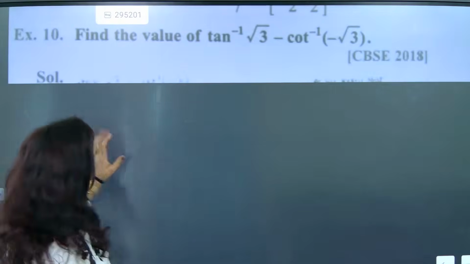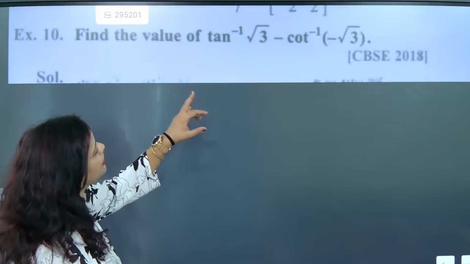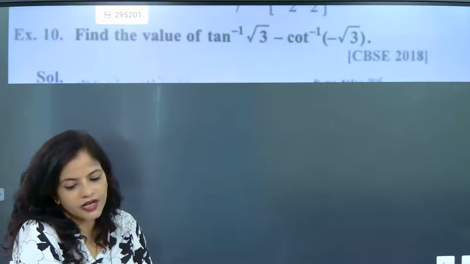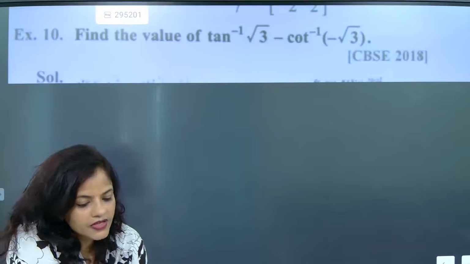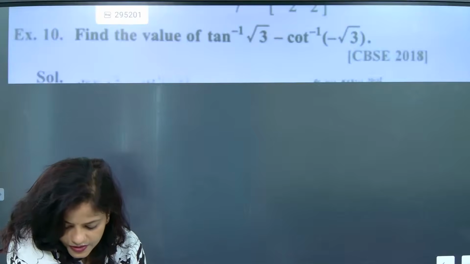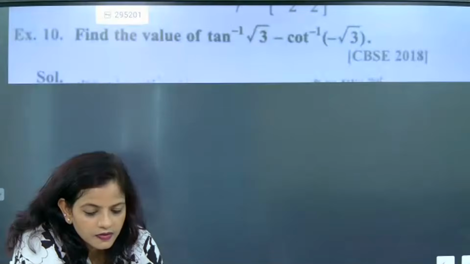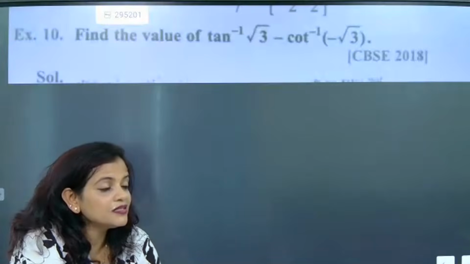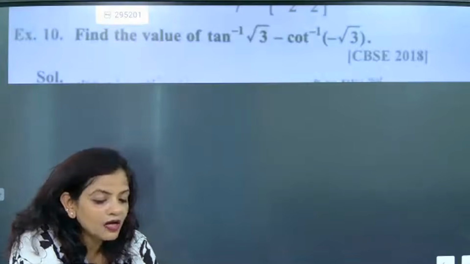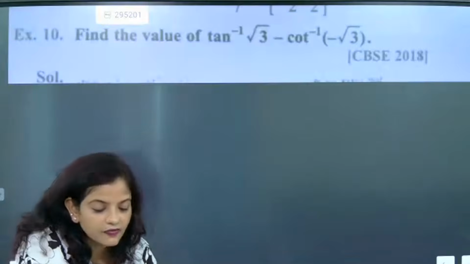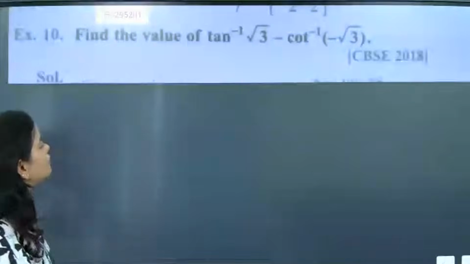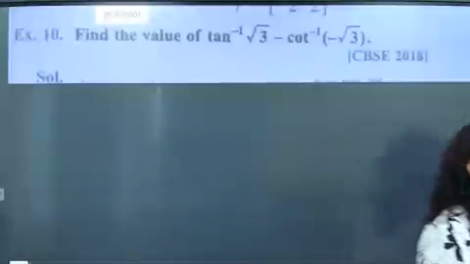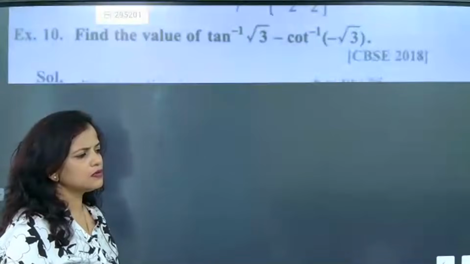Now look at tan inverse 1 by tan inverse root 3 is there, minus cot inverse minus root 3 is there. So first what we will do, we will change it. Come on, solve this question out, please. Cot inverse minus theta, we have a formula. Say the cot formula.